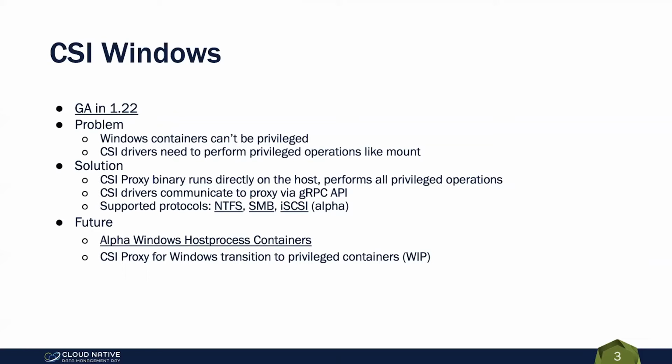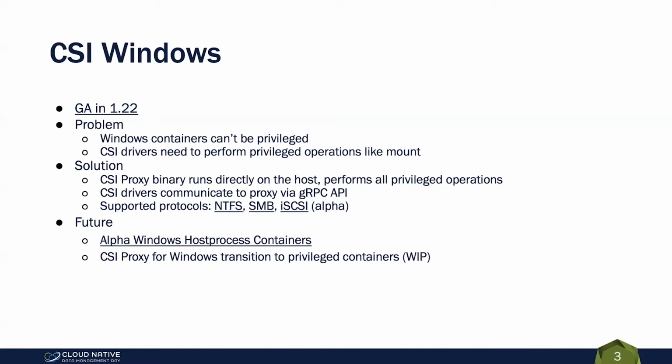Only CSI node RPCs need to be implemented by CSI drivers to support Windows. This includes NodeGetInfo, NodeStage/UnstageVolume, NodePublish/UnpublishVolume, NodeExpandVolume, and NodeGetVolumeStats. Another thing I want to mention is that the CSI proxy approach is designed based on the assumption that Windows containers can be privileged.